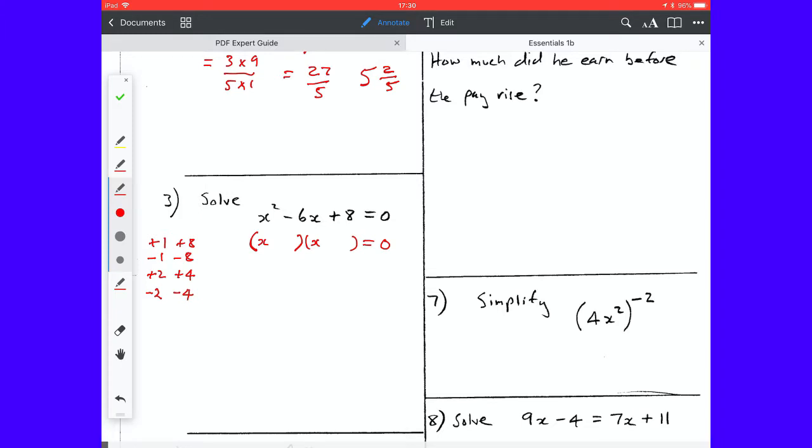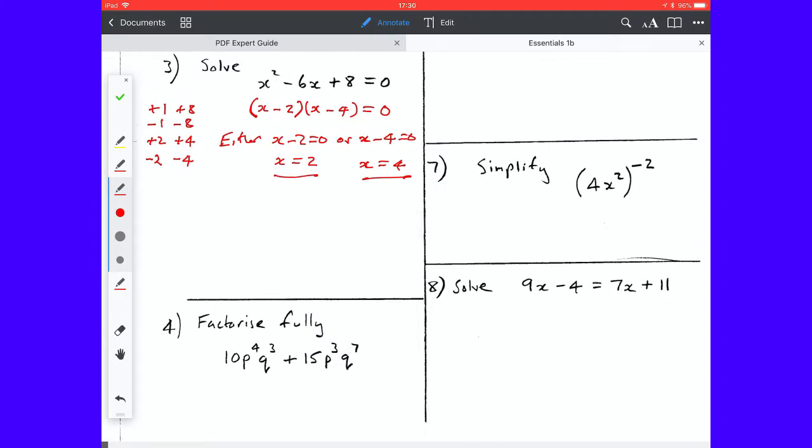Minus 2 times minus 4 gives plus 8, but they add together to give minus 6. So that's (x - 2)(x - 4). Now then, if two brackets multiply to 0, one of those brackets must be 0. So either x minus 2 equals 0, in which case x equals 2, or x minus 4 equals 0, in which case x equals 4. So the solution is x equals 2 and x equals 4.